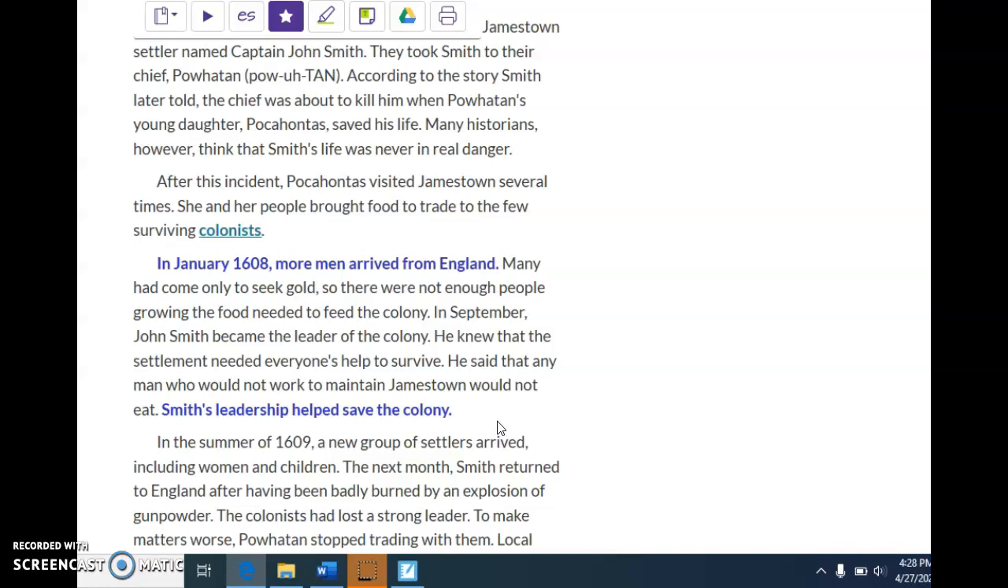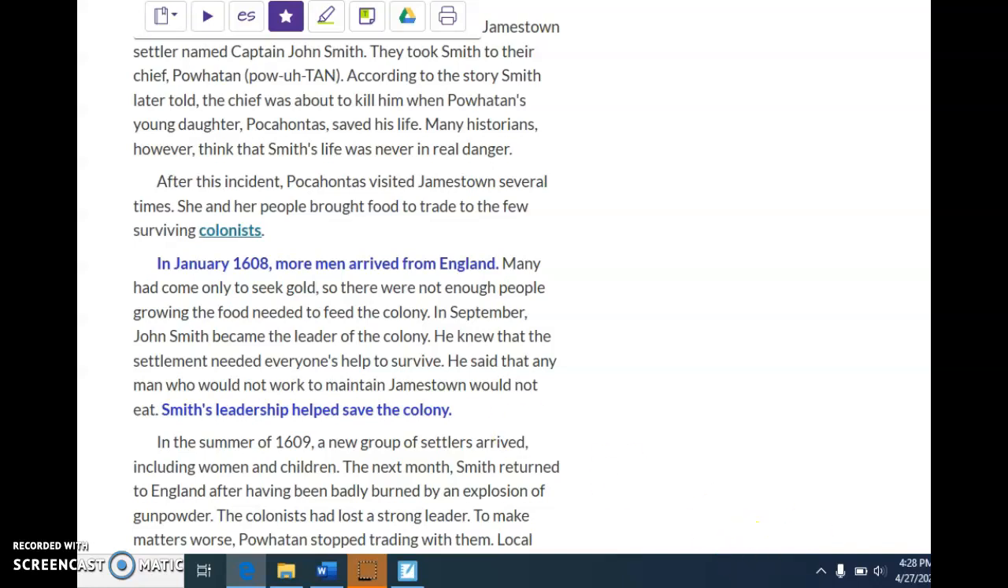And John Smith comes in and says, if you don't work, you don't eat, right? If everyone isn't contributing something to help, then no one gets to benefit. This was another group of people who came, like the Roanoke settlers, and they really didn't know how to farm or survive. Again, failures, right? Poor decisions, unprepared.